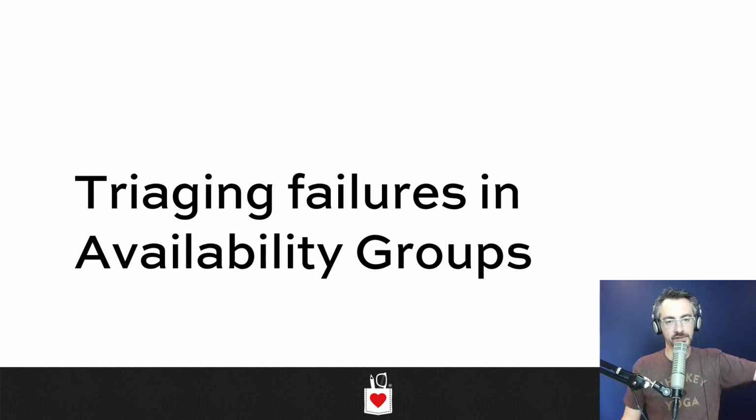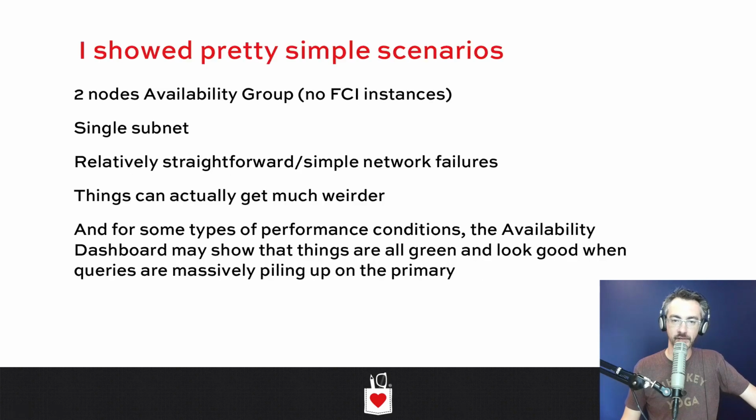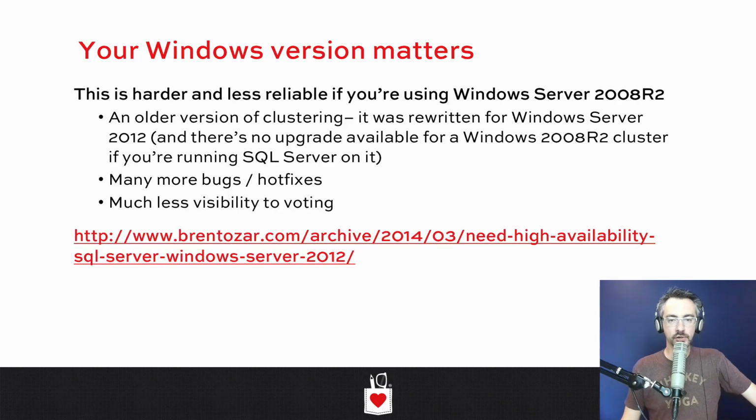Whew. So what did we learn out of this module? First off, in terms of triaging availability groups, I showed something that is extremely simple and straightforward. A two-node availability group, both in the same subnet, nothing very hard at all. Only one AG. I didn't even have multiple AGs inside here, or agent jobs that we had to fail over back and forth.